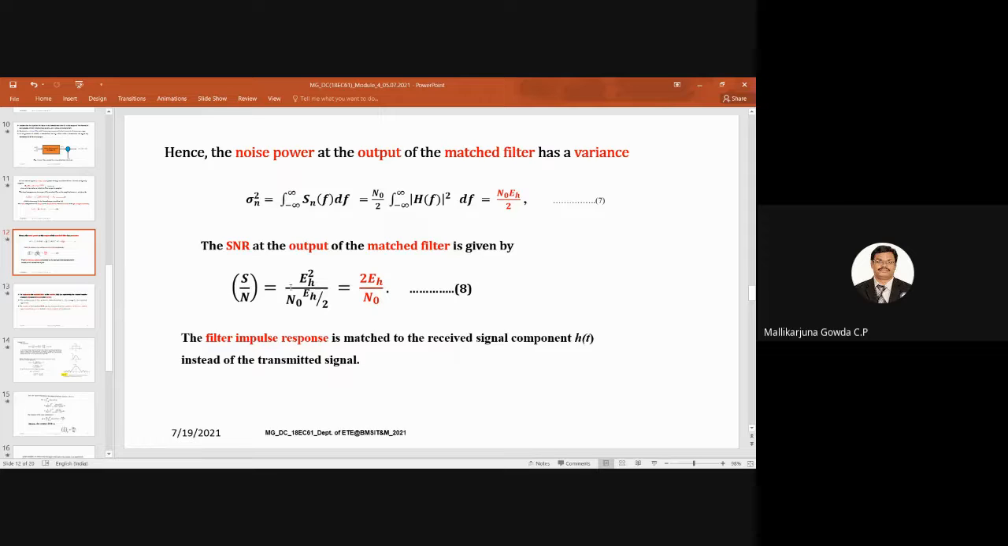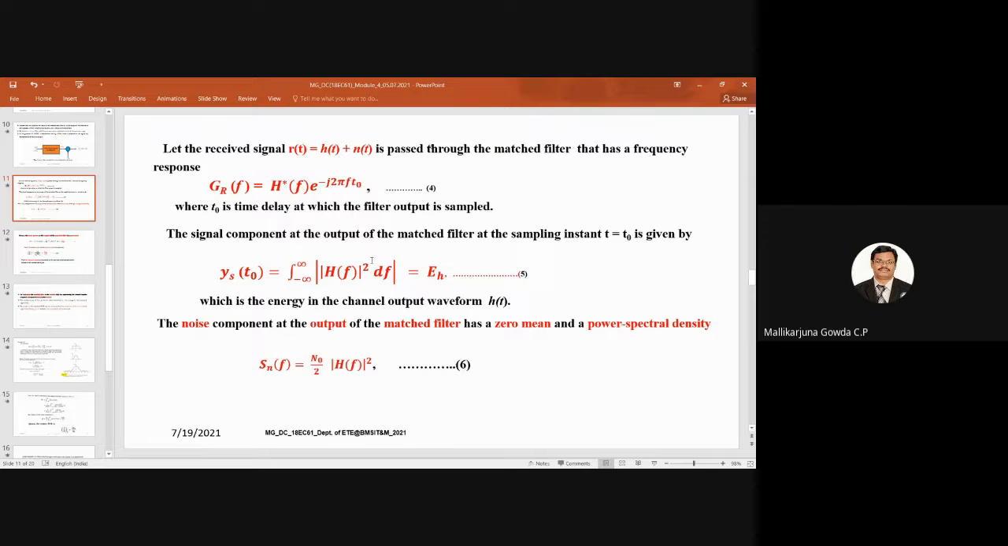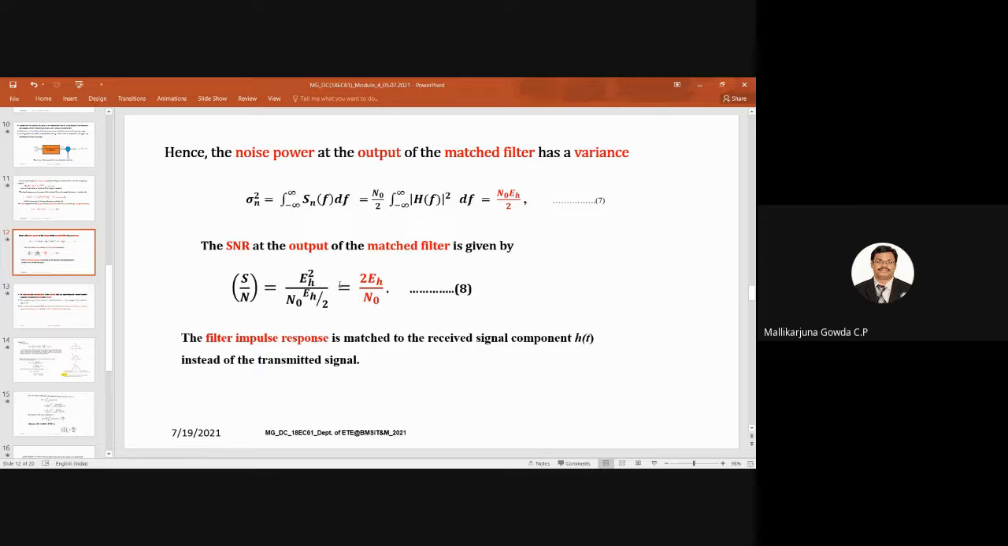So which is equal to what? Signal power. That means it is energy, what I said, Eh. So power means it will be squared, right? So that is why it is written E squared h. And noise power is about variance. What I got as noise power is N0 times Eh by 2. So that is why I substitute here N0 times Eh by 2.